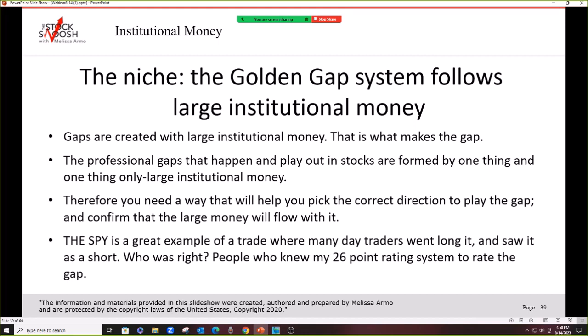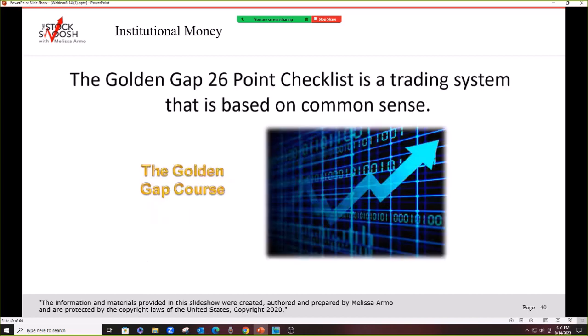The professional gaps that happen and play out in stocks are formed by one thing and one thing only, large institutional money. Therefore, you need a way that will help you pick the correct direction to play the gap and confirm that the large money will flow with it. The SPY is a great example of that because many, many traders are long the market right now. We have been rallying since the beginning of 2023, since January. If you go back all the way, 7.5 months, we're up for the year.